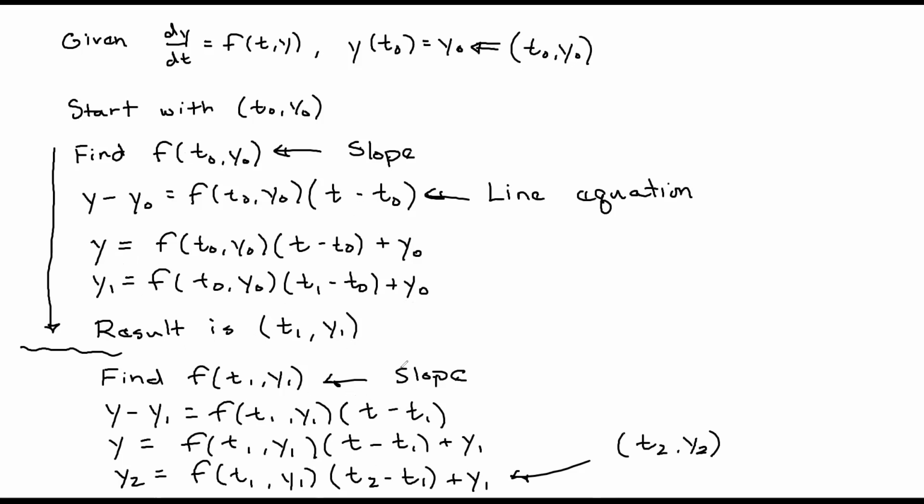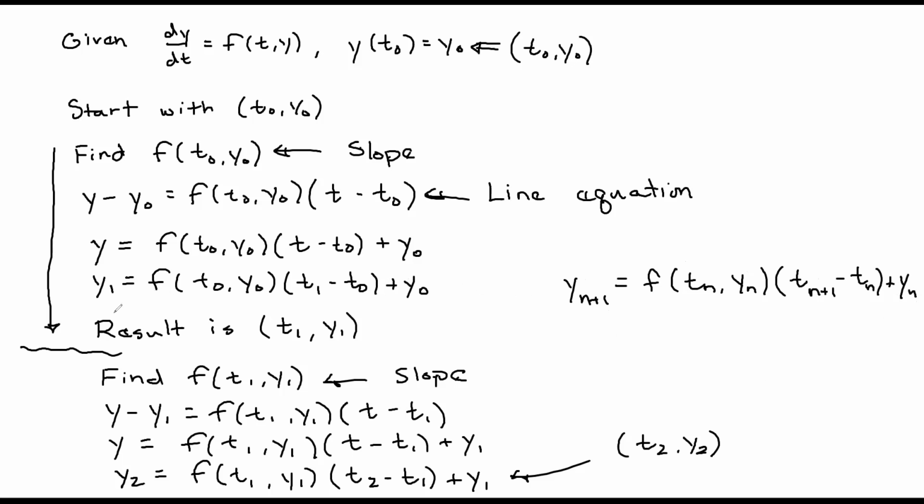So putting it all together, what does the result end up looking like? If we combine all this stuff, it ends up looking like y of n plus 1 equals f of t n comma y n times t of n plus 1 minus t of n, plus y of n.